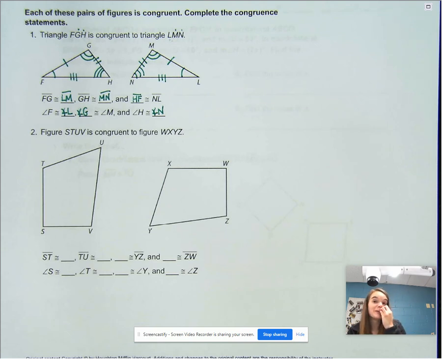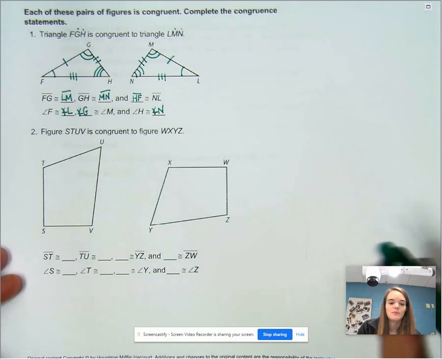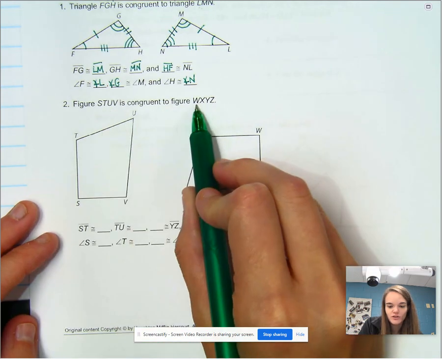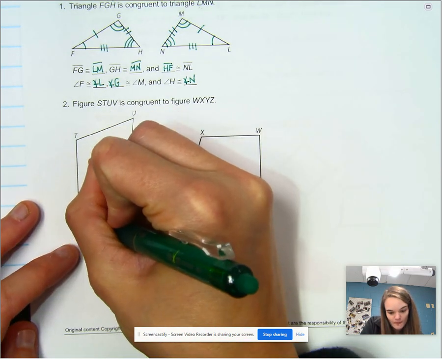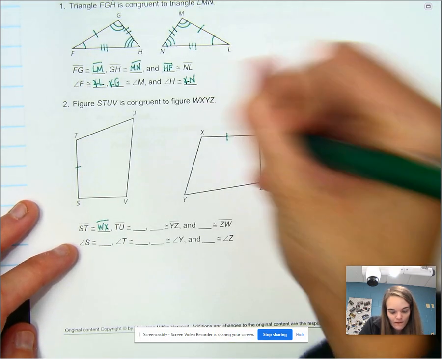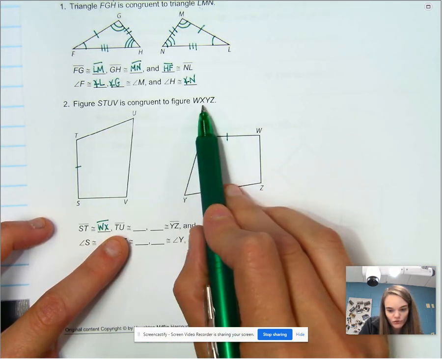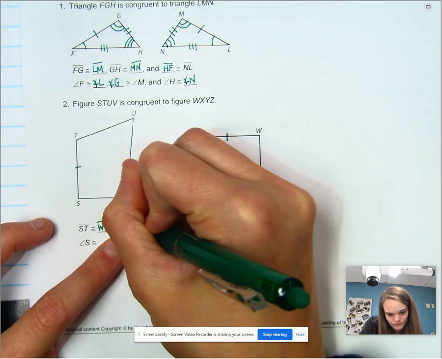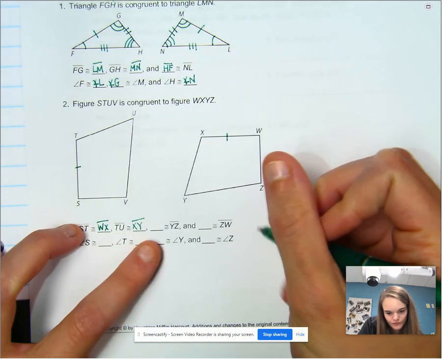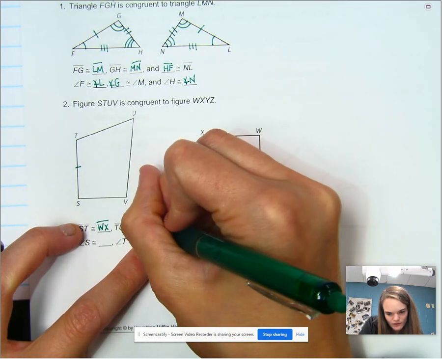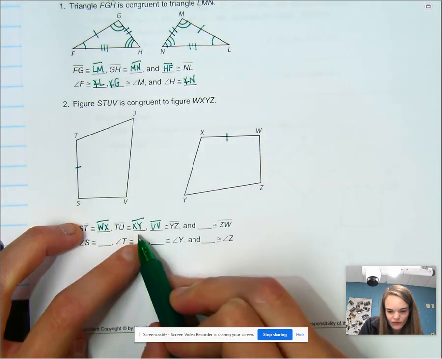Okay, now that you've tried number 2, I'm going to go ahead and go through it. ST is congruent to WX. TU is congruent to XY. YZ is congruent to UV. And I forgot to mark the last one.